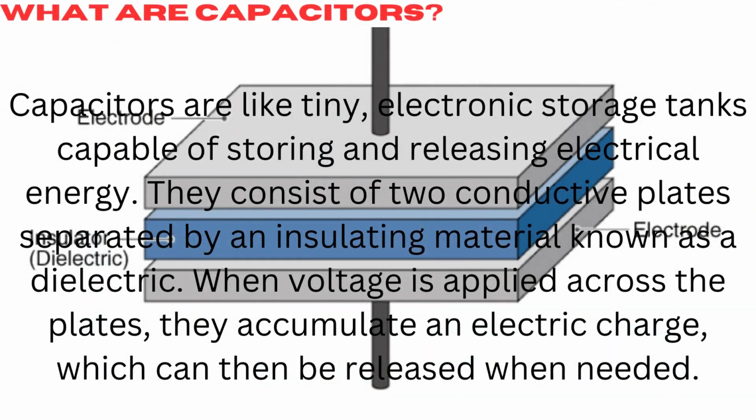What are capacitors? Capacitors are like tiny electronic storage tanks capable of storing and releasing electrical energy. They consist of two conductive plates separated by an insulating material known as a dielectric. When voltage is applied across the plates, they accumulate an electric charge, which can then be released when needed.